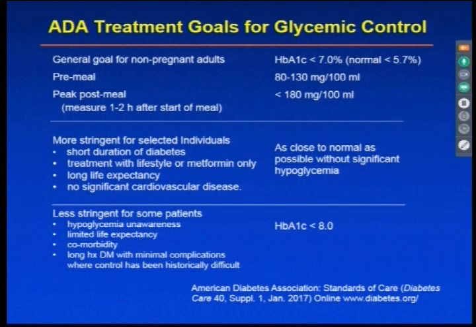If you have a long life expectancy or no significant cardiovascular disease, then more stringent control, but less stringent with hypoglycemic unawareness, very important to avoid that, limited life expectancy, comorbidities, or long history of diabetes with minimal complications when control has historically been difficult. There are a few patients like this.